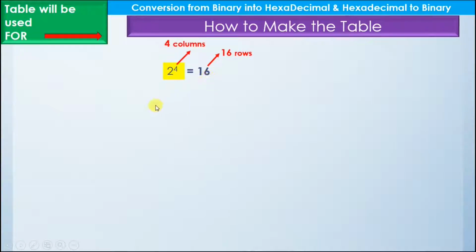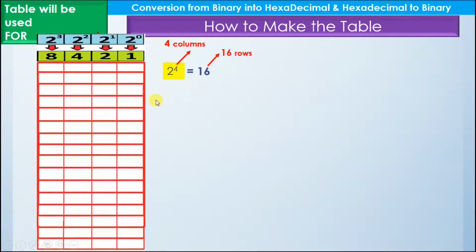Once again, the table will only contain zeros and ones. So we can see that the value of each column is represented by powers of 2 starting from right till left. So 2 raised to power 0 is 1, 2 raised to power 1 is equal to 2, 2 raised to power 2 is equal to 4 and 2 raised to power 3 is equal to 8. So the value of this column is 1 and this column is 2 and the value of this column is 4 and the value of this column is 8.